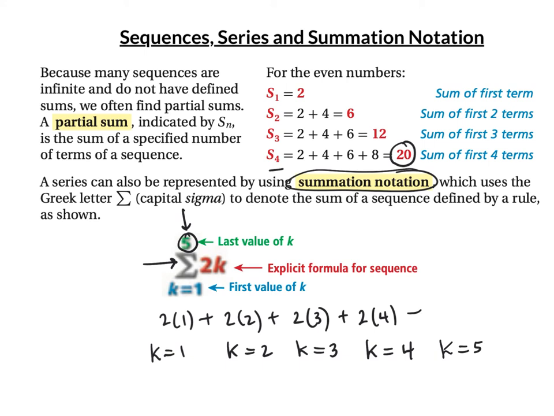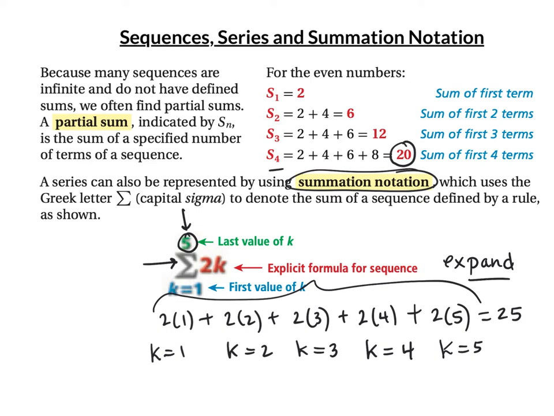This process of writing it out is called expanding the series. We expanded it. So I'd work all that out, and in this case, I get 25.